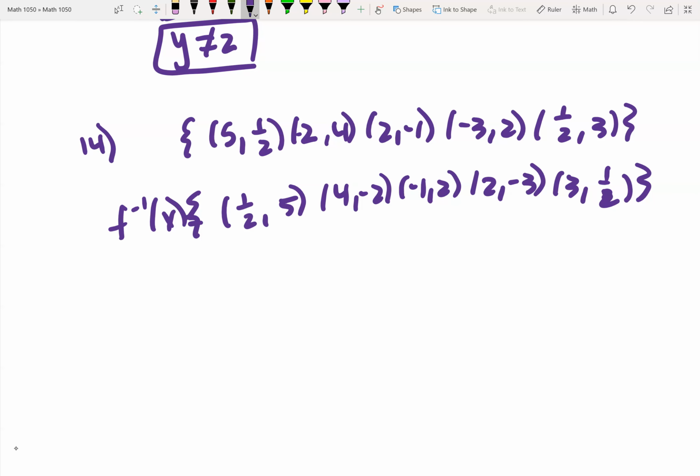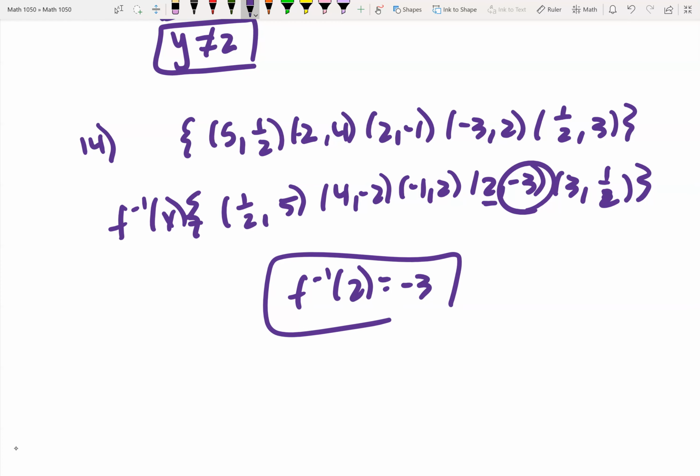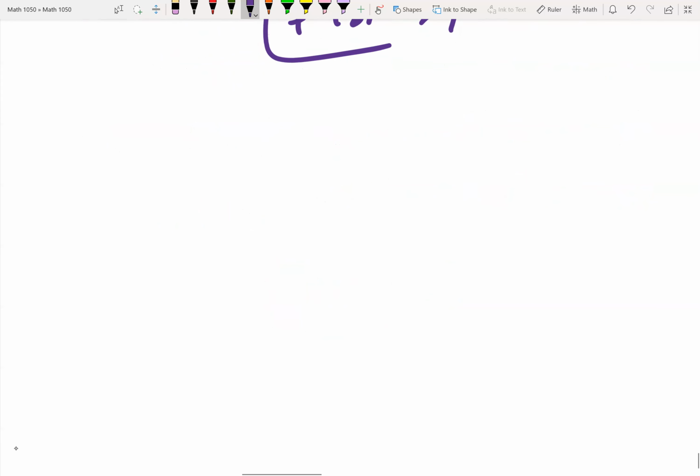And now they're saying, what is f inverse of 2? Well, if x is 2, y is a negative 3. So f inverse of 2 is negative 3. Do you really have to write that all up on this problem? Nope. You just say where the y is 2, then there's my answer. Okay? Number 15.